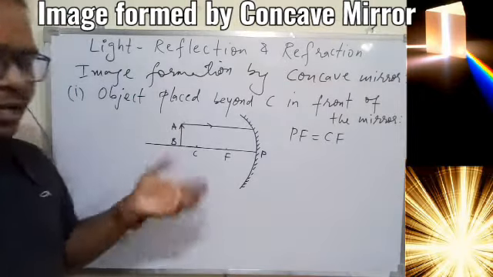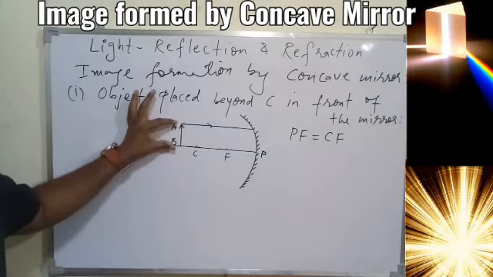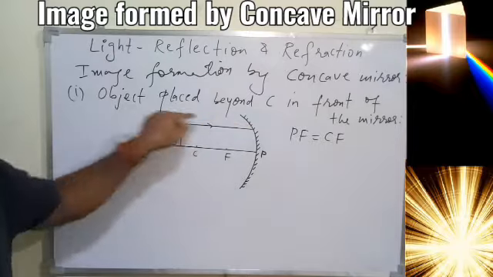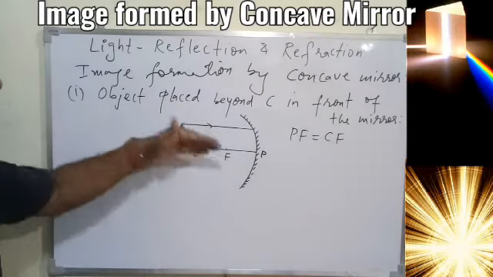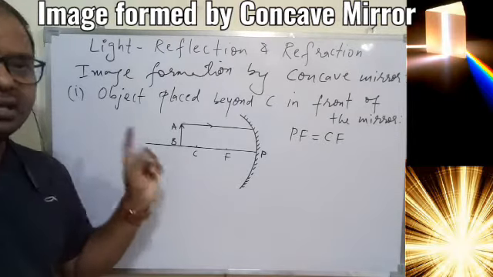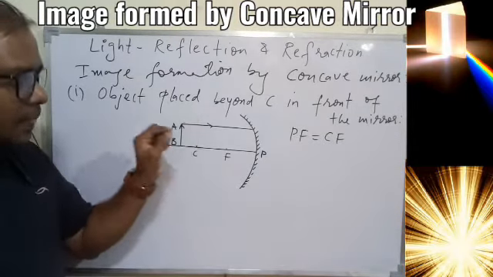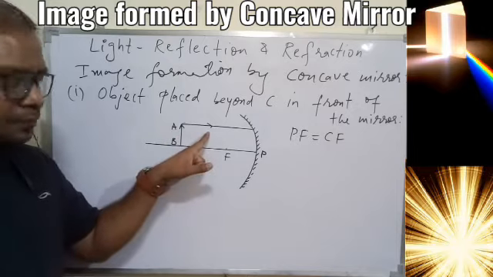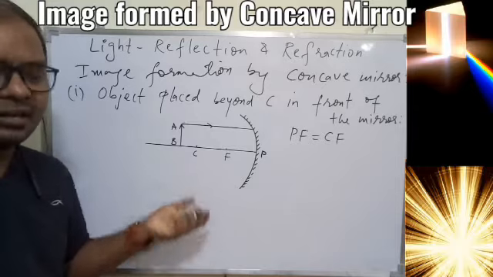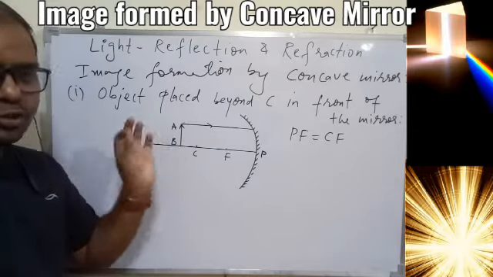For that, you can measure the length of this object, measure the same length on the other side, and then connect the 2 top points, and automatically the line will become parallel to the principal axis. One more thing: whenever we are drawing the ray diagram, the ray has meaning only if you show the arrow. If you don't show the arrow mark, then the ray diagram is incomplete. So always take care the arrow has to be shown.